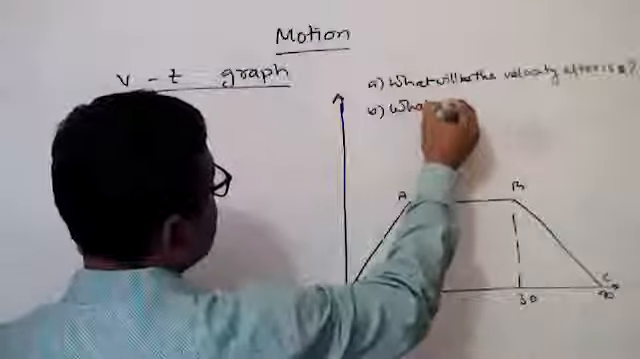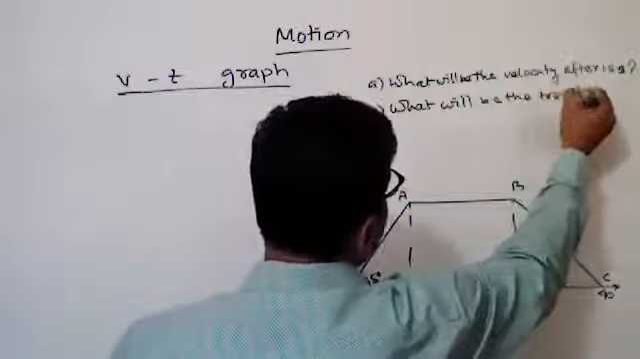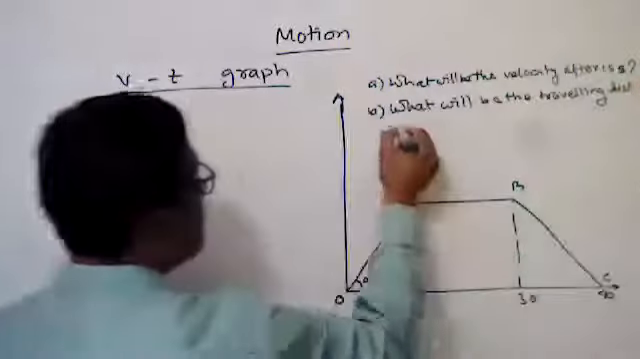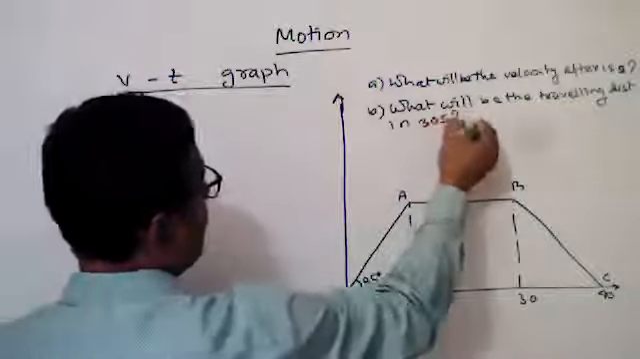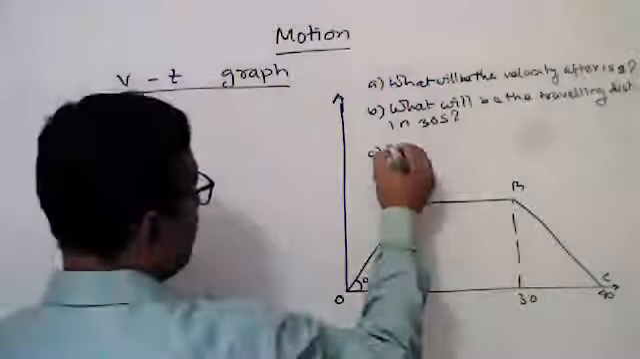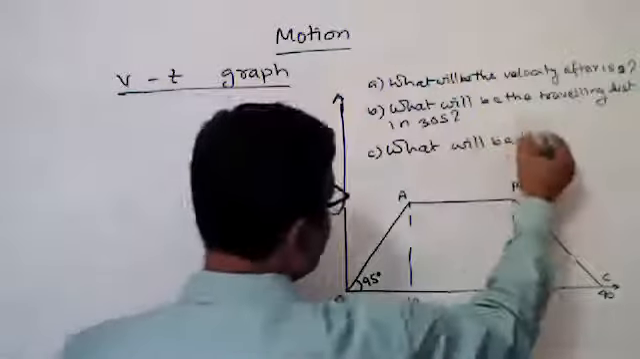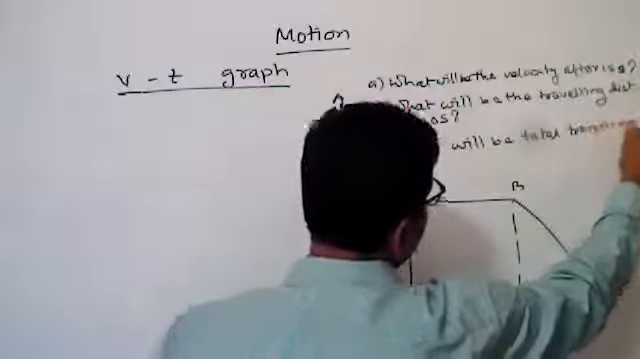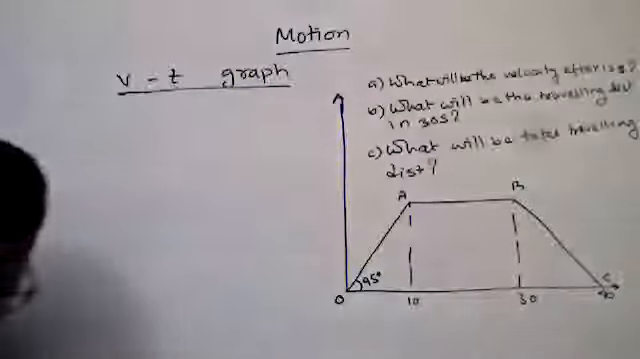What will be the traveling distance in 30 seconds? C. What will be the total traveling distance? Total traveling distance. Number D.